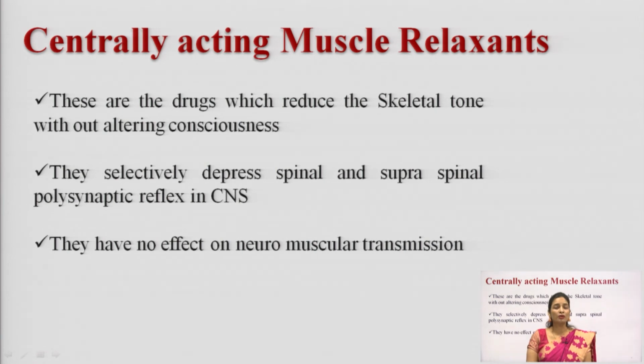Which drugs show an effect on neuromuscular transmission? Peripherally acting muscle relaxants do, but central muscle relaxants won't show any action on neuromuscular transmission. These are drugs which you can give orally, and sometimes the parenteral route is also preferred.